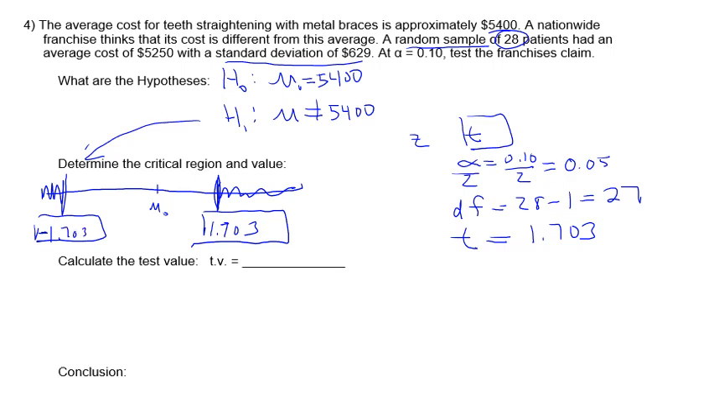1.703. Our test value will be based upon x bar, which is 5250, mu naught, which is 5,400, and our standard error, which is the standard deviation divided by the square root of the sample size of 28. That number comes out to be 118.9.